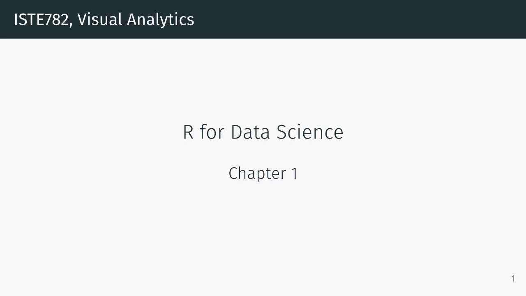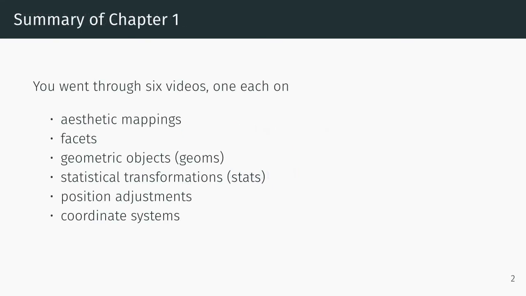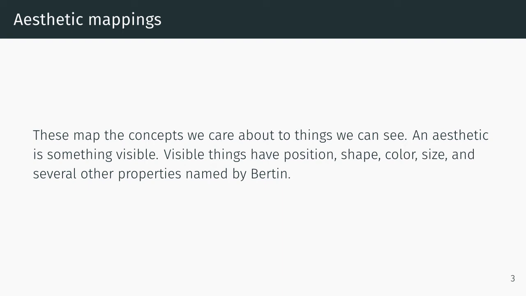So you've been through 6 videos, one each on aesthetic mappings, facets, geometric objects, or geoms as we'll call them the rest of the term, statistical transformations, or stats as we'll call them, position adjustments, and coordinate systems. And these map the concepts that we care about to the things that we can see.